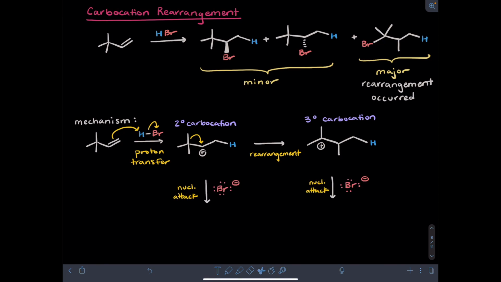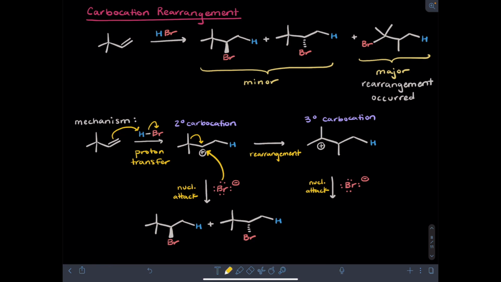Now I need to consider, what if I had nucleophilic attack of the secondary carbocation intermediate, or what if I had nucleophilic attack of the tertiary carbocation intermediate? I would bring in the bromide to my carbocation center. Bringing in the bromide to the secondary carbocation would form two stereoisomers of product. I have a new chiral center at the carbon with the bromine attached to it, and the bromine could be a wedge or a dash.